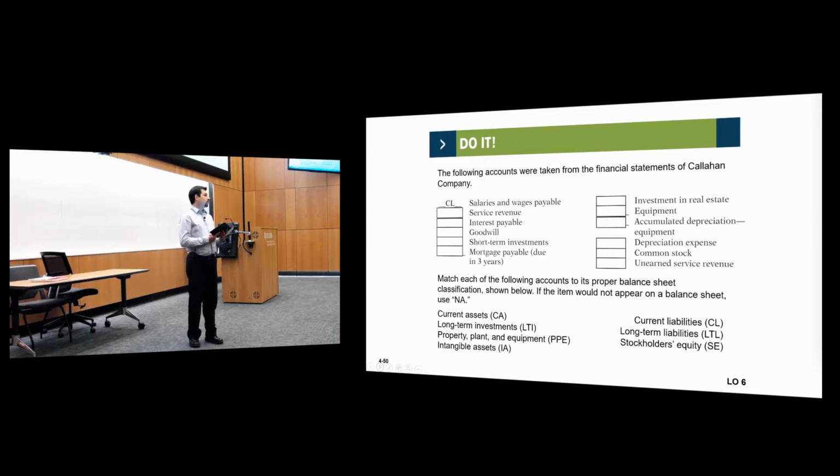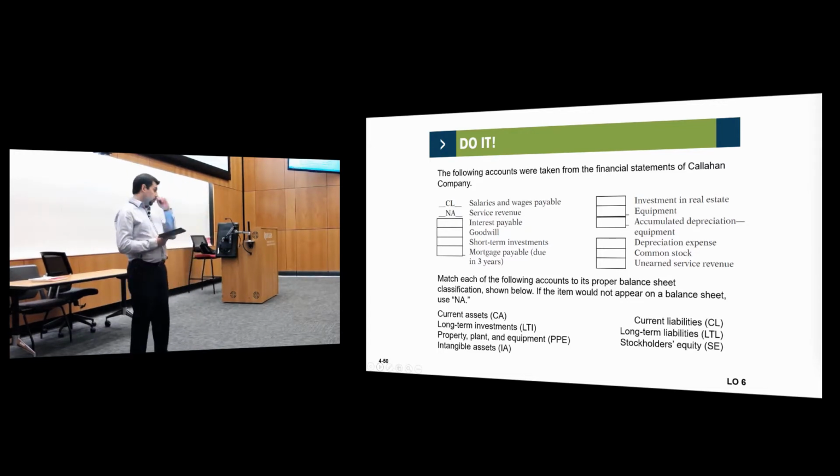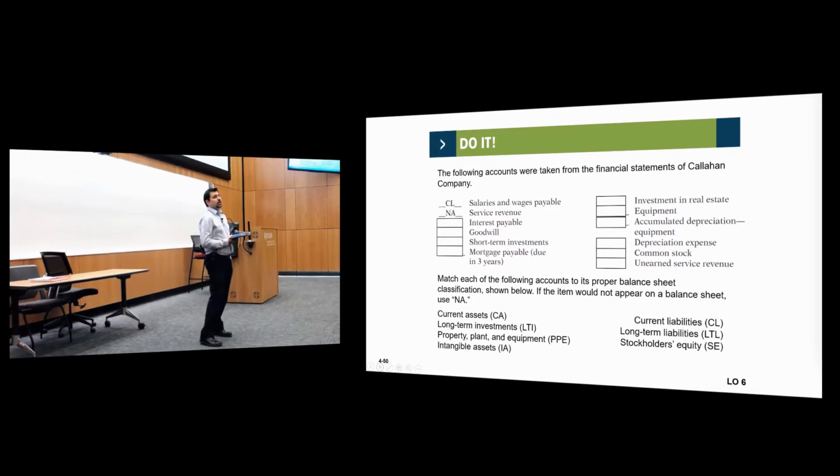Service revenue. Service revenue will not go on the balance sheet, so it would be not applicable. This could be a tricky question. Although it is used to calculate retained earnings, it's not going to show up on the classified balance sheet. So you do not put it on the balance sheet at all.